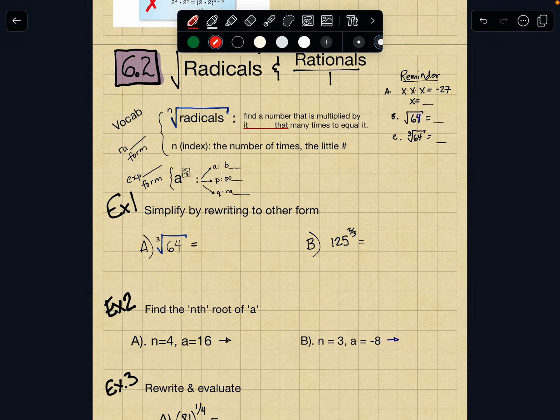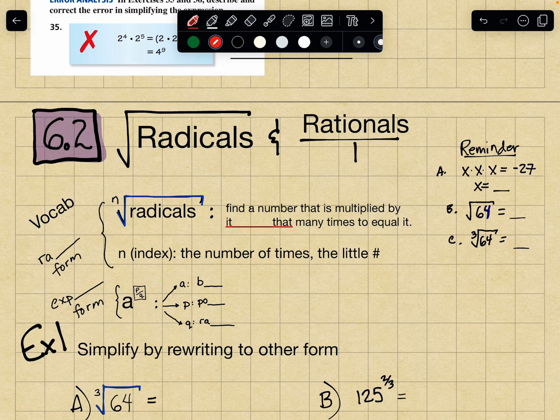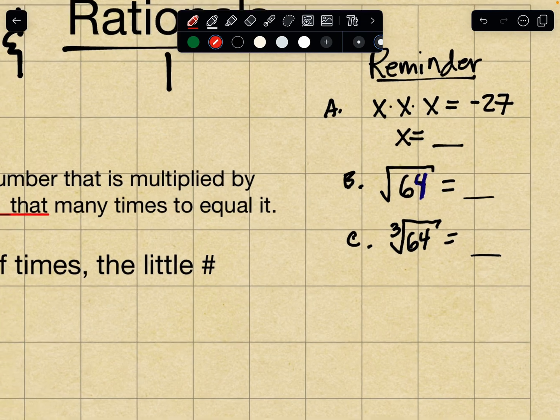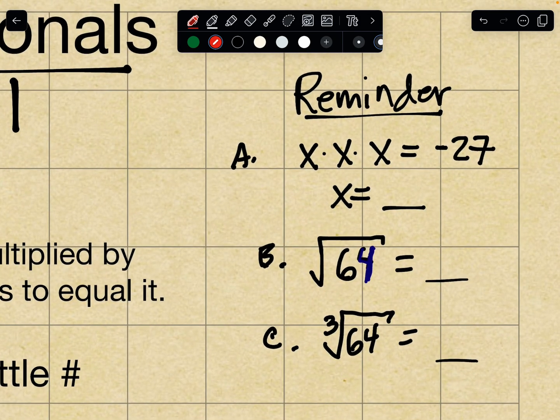Here we go. Lesson 6-2. Radicals and rationals. We're mainly working with exponents during this chapter. And so a little reminder here about some ideas that might have been thought about in the past, and you're going to use these ideas in the lesson. So it's good to kind of look back and be reminded.